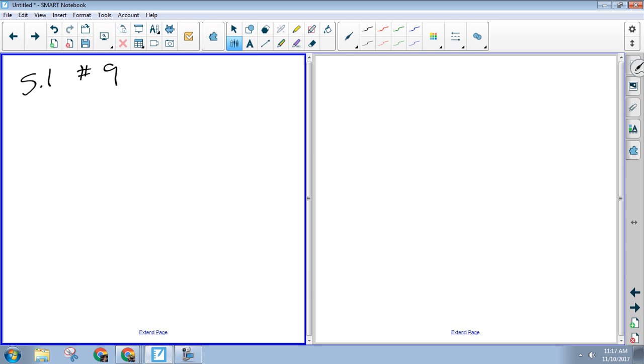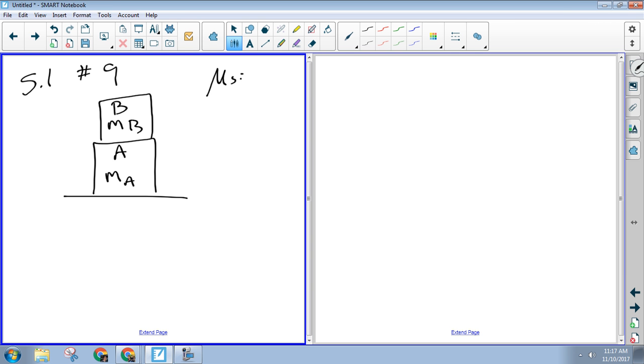Block A, with a mass M_A, is initially at rest on a horizontal frictionless floor. Block A has a mass of M_A. Block B is sitting on top of it. So here's block B. It has a mass of M_B. It says the coefficient of static friction is mu_s. All right. It says block A is pulled with a horizontal force, which we shall call F.